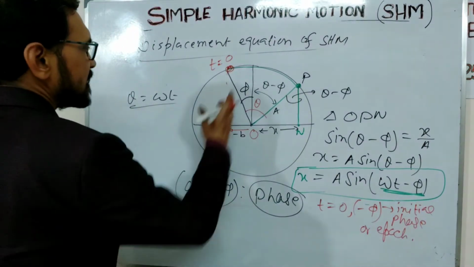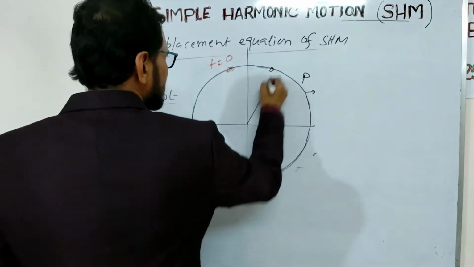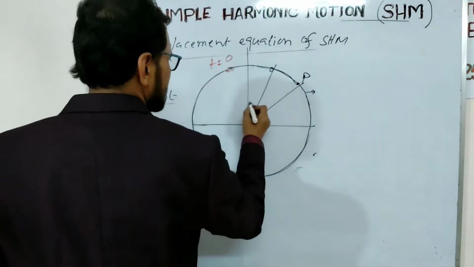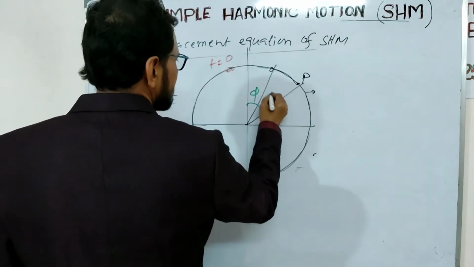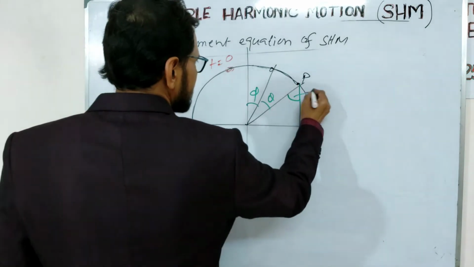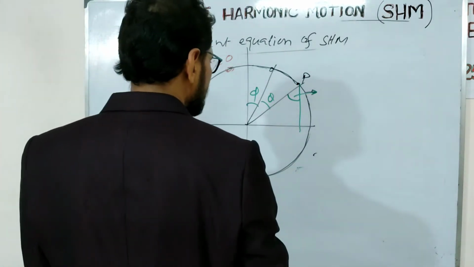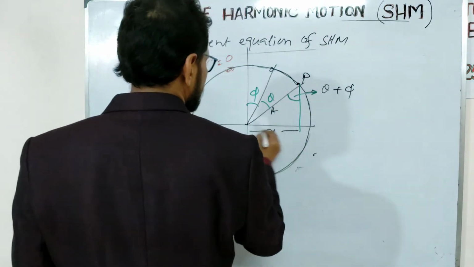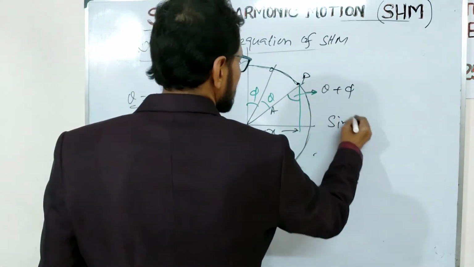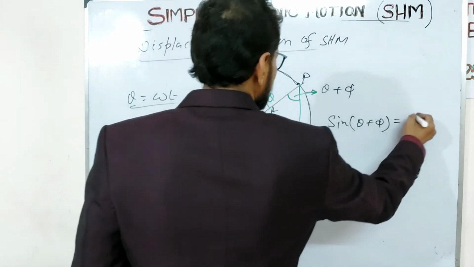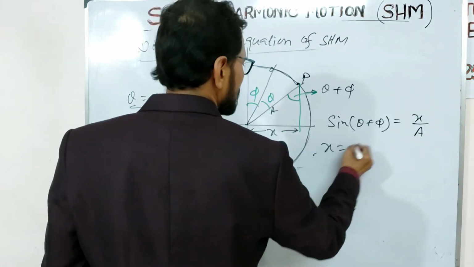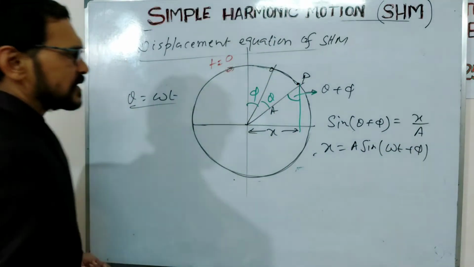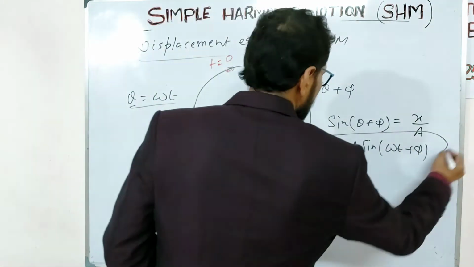Now if the particle starts from here, from this to this, and comes here, this angle is phi, this angle is theta, and we have to find this angle. This angle will be theta plus phi. This is a, this is x. So again we know sin of theta plus phi equals x by a. So x equals a sin of omega t plus phi. So this is the displacement equation.